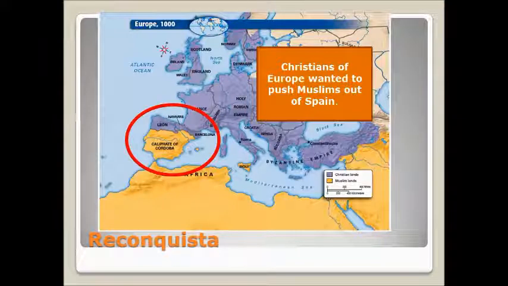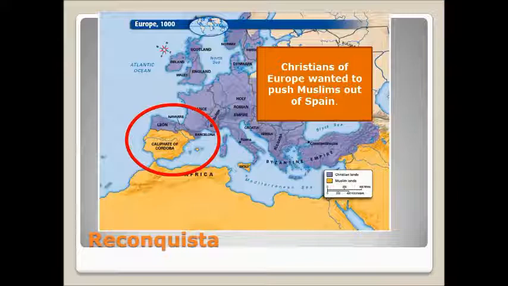So that's what we're talking about. And so if you look at the map, you'll notice that Muslims, through trade and conquest, have taken over what we call the Iberian Peninsula. It's circled there in red. Today we call it Spain and Portugal, and they've conquered about 2/3 of it.